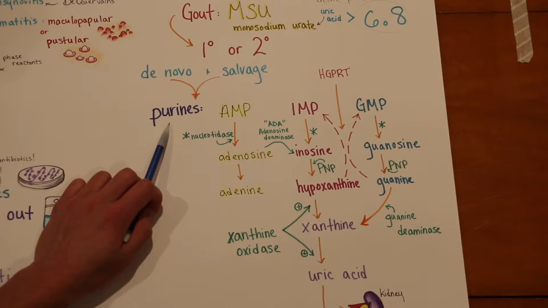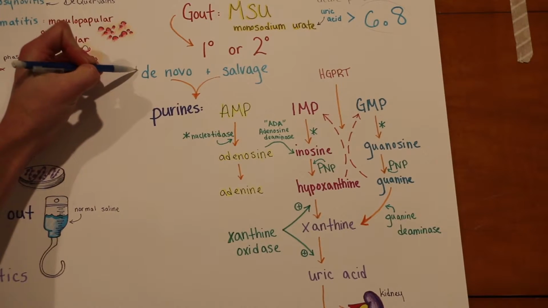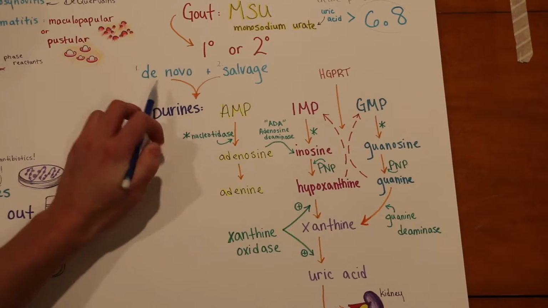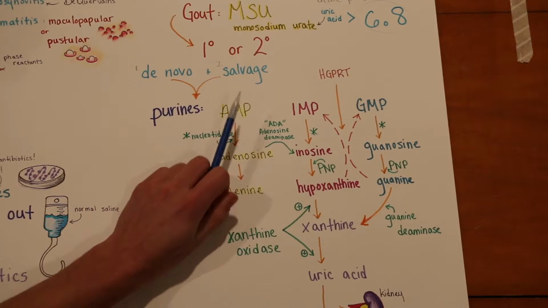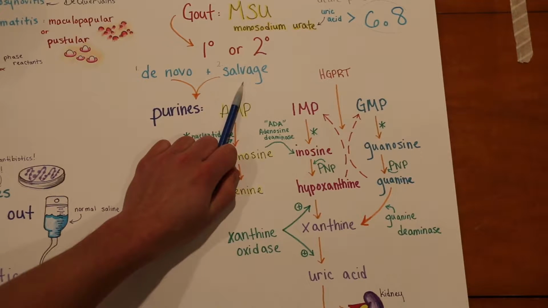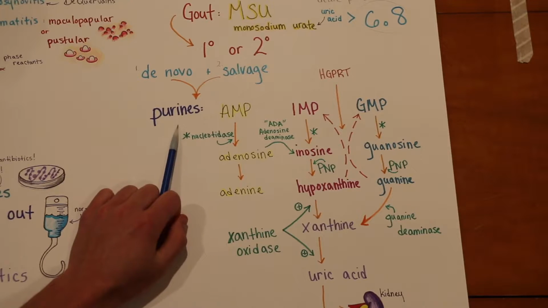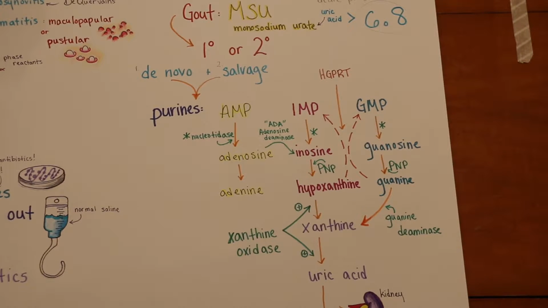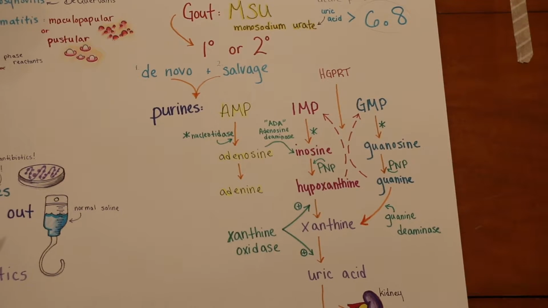You should recall there are two main pathways for purine nucleotide production. There's the de novo pathway, where nucleotides are synthesized from non-purine substrates, and there's the salvage pathway, where purines are created from purine metabolites from dietary intake and catabolism of cells. The salvage pathway is a recycling pathway.